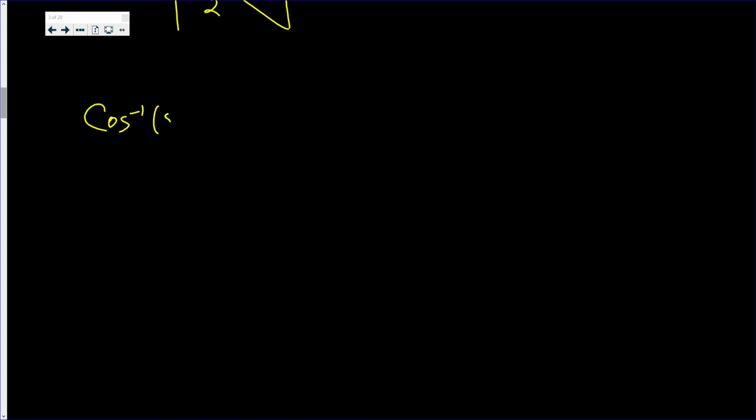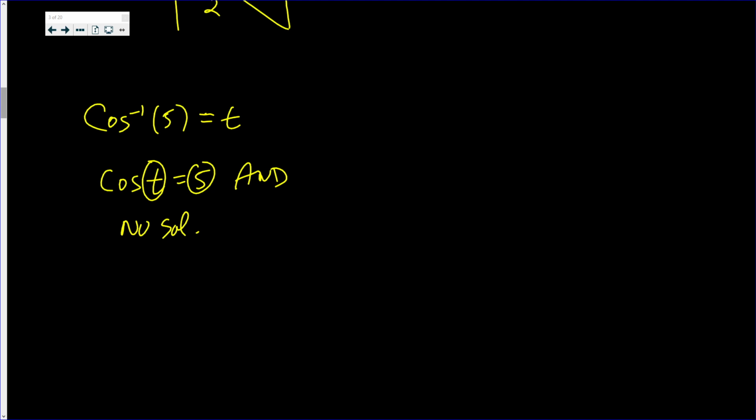The cosine inverse of 5. We want to figure out what that equals. Let's let it equal t. Well, this means that the cosine of t is 5, and I'll stop there. There's no solution. The cosine of no angle, regardless of what quadrant we're in, equals 5. The cosine of t is always between negative 1 and 1. It is never 5. So, no solution.